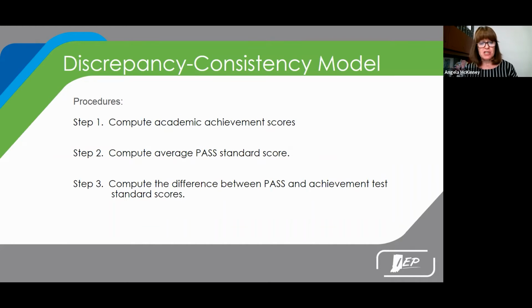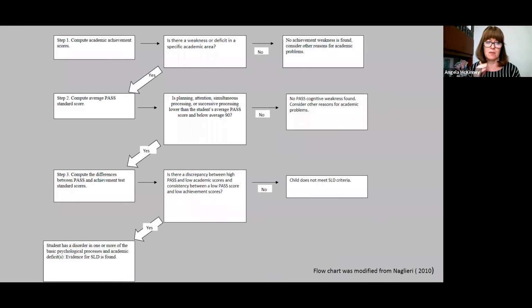So you look at your achievement scores. It has you go through and take your different PASS scores and compute an average, and then you look at the difference between those two scores. So this kind of walks you through a little bit more. In this case, and I think this is very similar to how we think about it for any of the tests that we're doing, we start with some achievement testing.